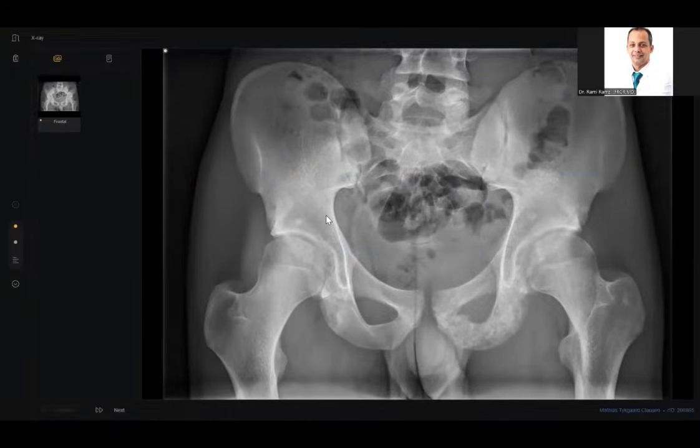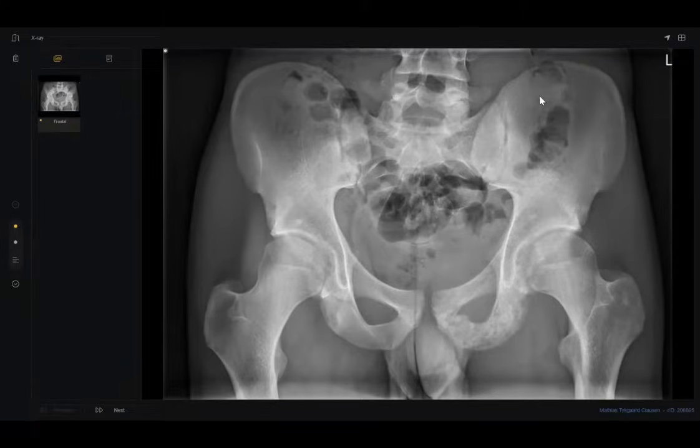A 17-year-old male patient has left pelvic pain. I am presented with a pelvic radiograph of a skeletally immature patient.